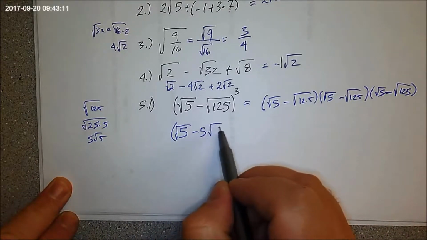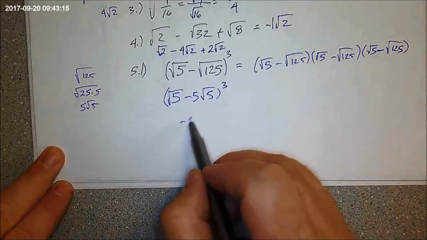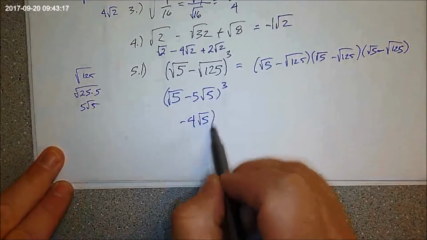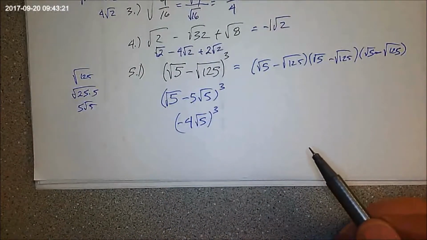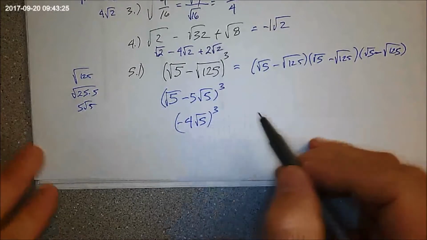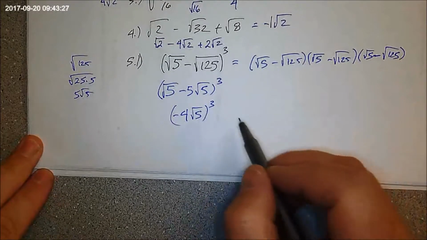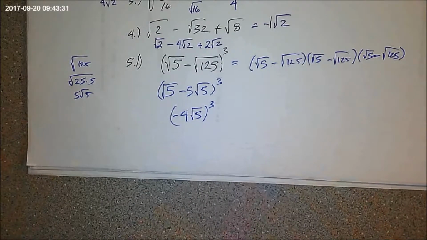Is that true? Yeah. So this is square root of 5 minus 5 times the square root of 5, cubed. Is that true? Yeah. So that's negative 4 times the square root of 5. Yeah. Is that true? Yeah? Okay. What? You sure, Parth? What's your question, Parth?